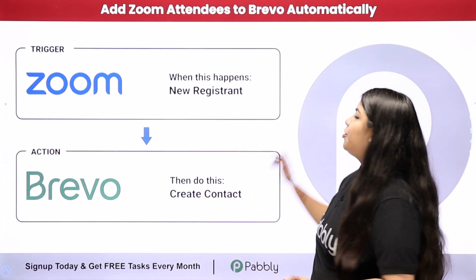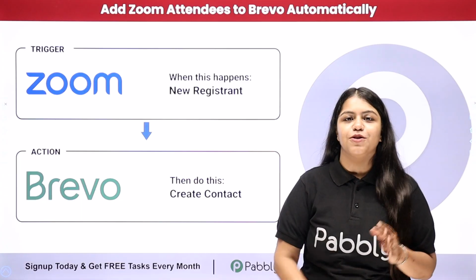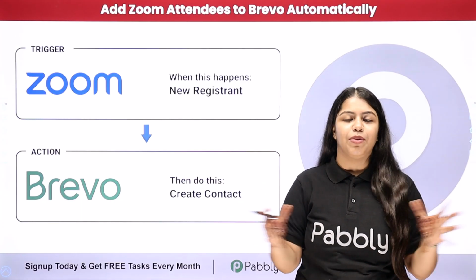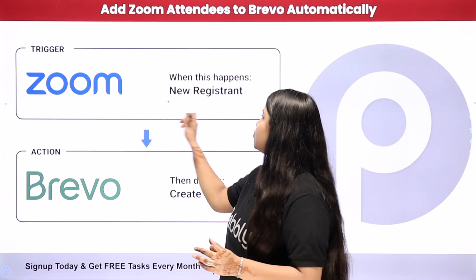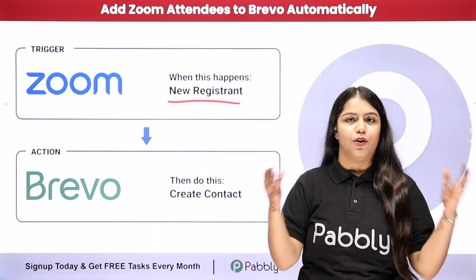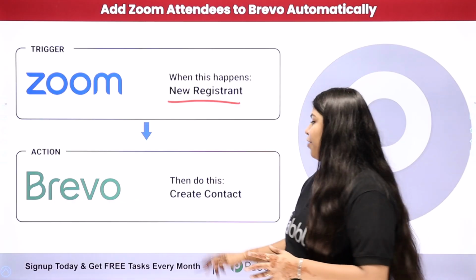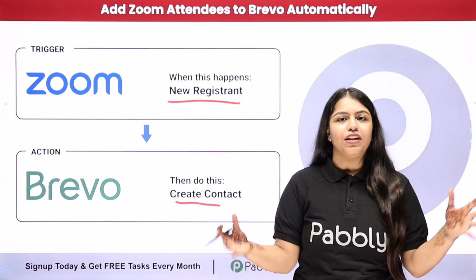attendees to Brevo automatically. So like you, I also regularly conduct meetings and webinars using Zoom. And now what I want is that as soon as a new registrant registers for my meeting on Zoom, I want to create a Brevo contact for the same so that we can nurture them.